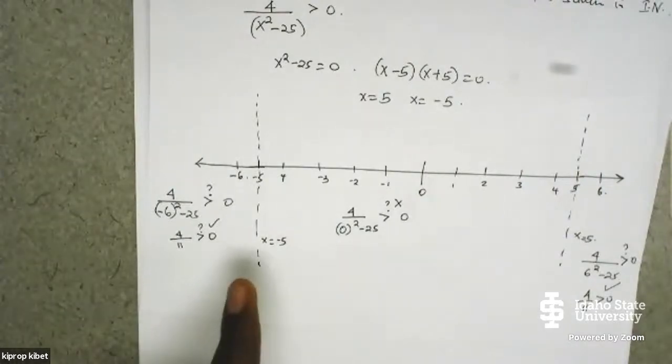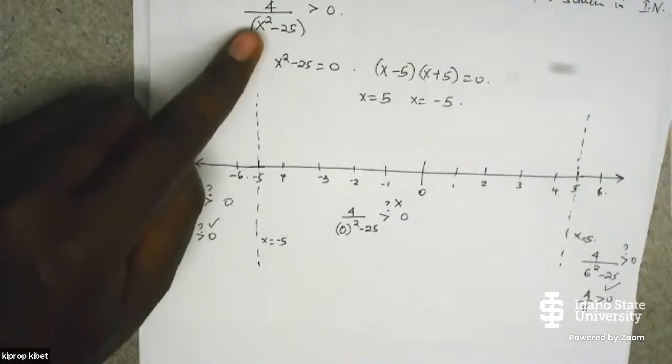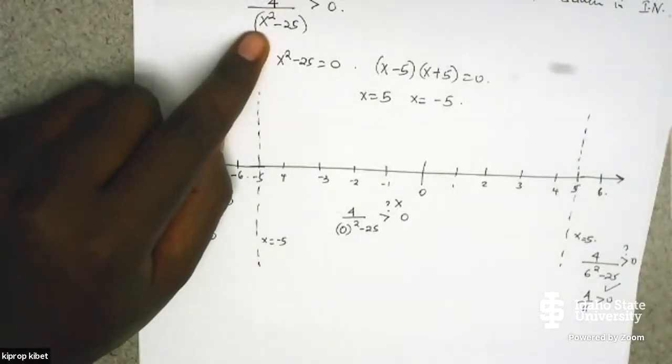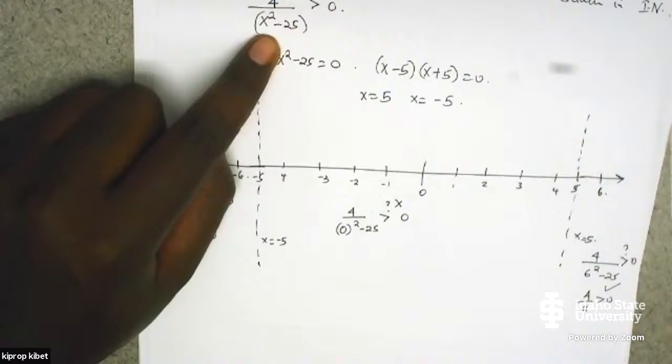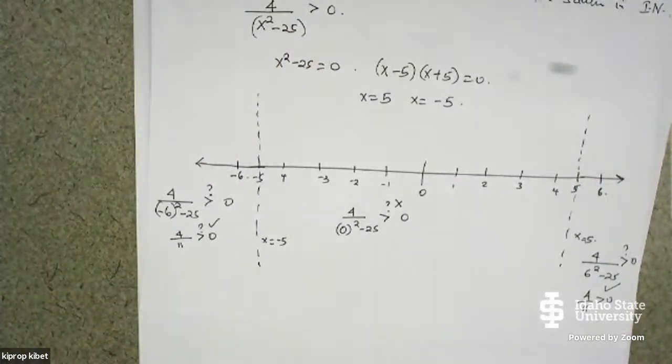Now, if we put x here to be minus 5, then it will be 4 over 0. 4 over 0, is that defined? It is not defined. So that means we are not including x equals to minus 5. And when we put x to be 5 there, it becomes 0 in the denominator. So it is undefined, right? So we are not including this figure.